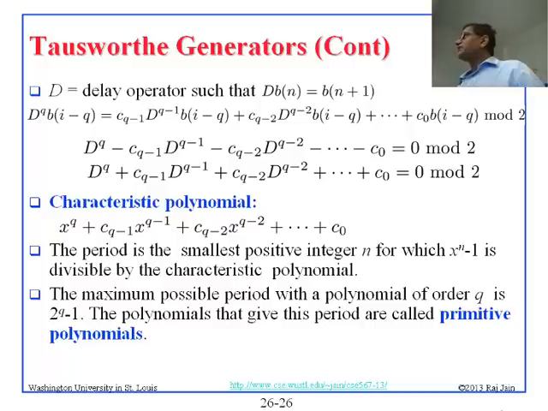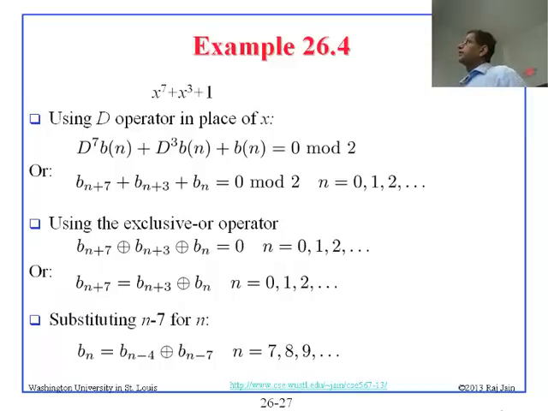Now, the period is the smallest positive integer n for which x raised to n minus 1 is divisible by this characteristic polynomial. So you take this polynomial and divide it into x raised to n minus 1. Whichever is the smallest value of n that is a perfect multiple of this is the period. Now, we'll see an example and it'll be clearer how to find the period. The maximum possible period for order q is 2 raised to q minus 1, and that polynomial is called a primitive polynomial. Just like we had a primitive root, now we have a primitive polynomial. And we will see examples of each of those. Here's a polynomial, x raised to 7 plus x raised to 3 plus 1.